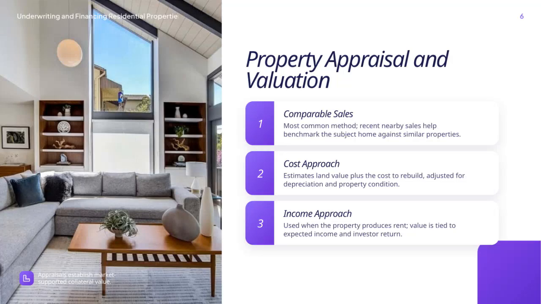Appraisals are essential because they establish a market-supported value for collateral, which is crucial in underwriting and financing residential properties. There are three main approaches we use in property appraisal and valuation. First is comparable sales, the most common method. This approach looks at recent sales of similar homes nearby to benchmark the value of the subject property. It's effective because it reflects actual market activity. Next is the cost approach, which estimates the value of the land plus the cost to rebuild the property from scratch.